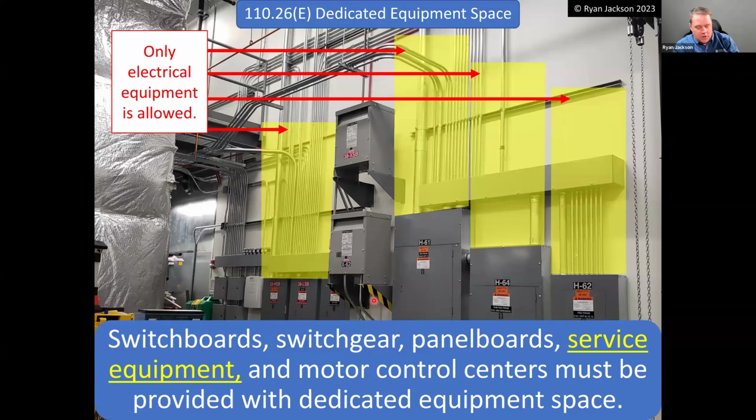No ducts, no plumbing, right? None of that stuff. From the floor to the top of the equipment plus 6 feet, or to the ceiling if the structural ceiling is lower than 6 feet. That space is for electricians only.